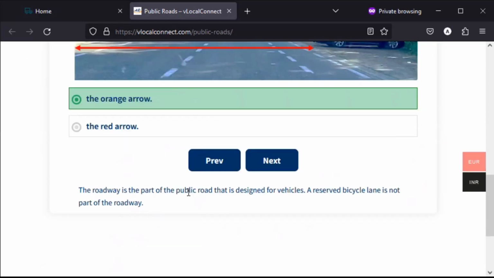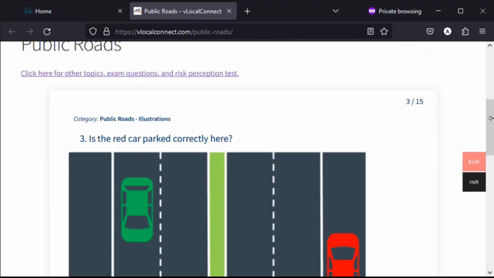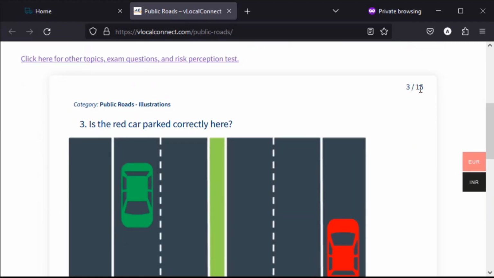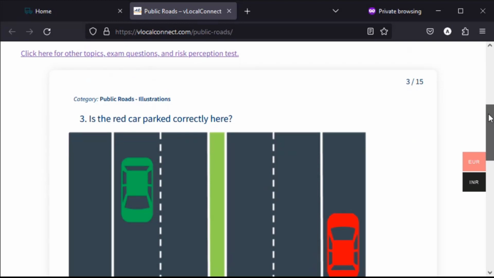The roadway is the part of the public road that's designed for vehicles. A reserved bicycle lane is not part of the roadway, just like we explained. Okay, let's go to the next question. We are on question number 3. Is the red car parked correctly here?